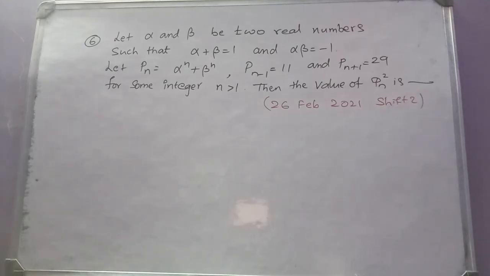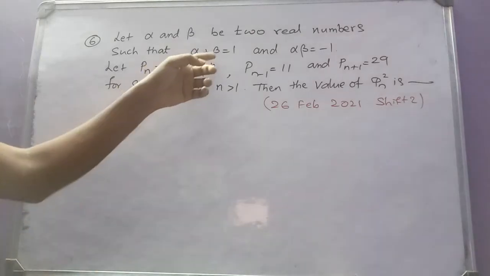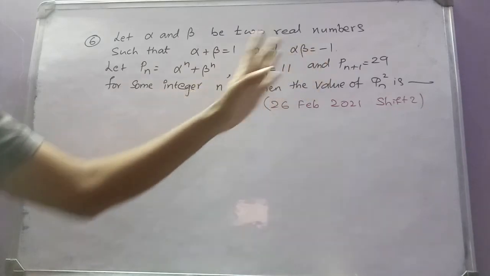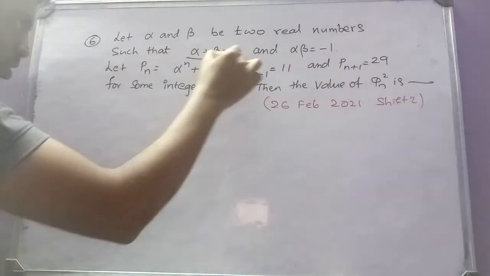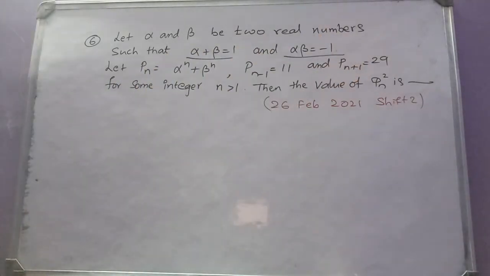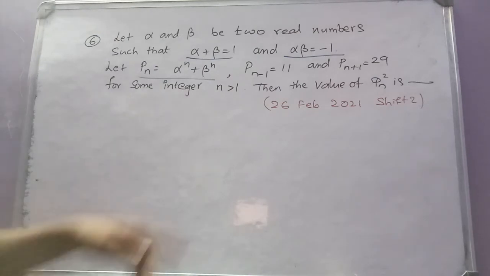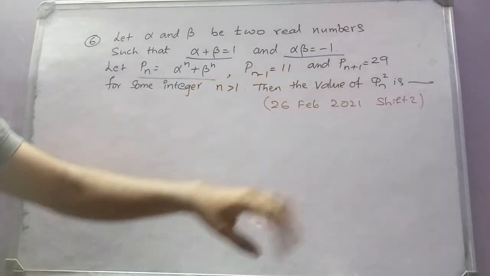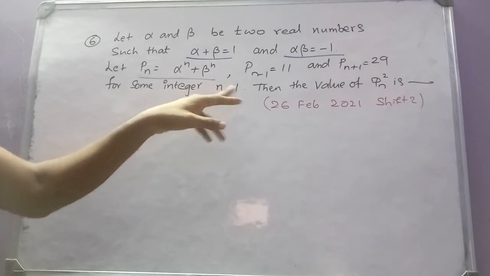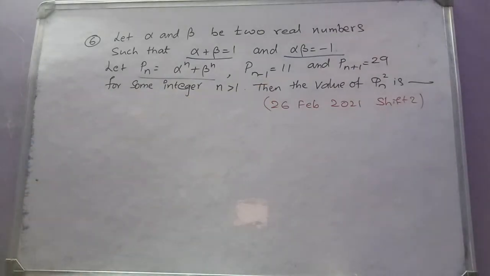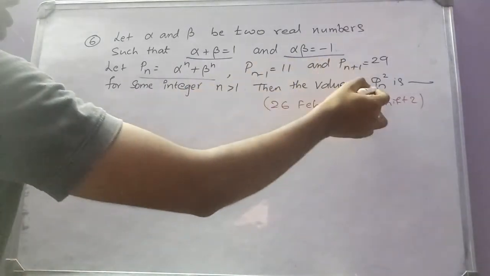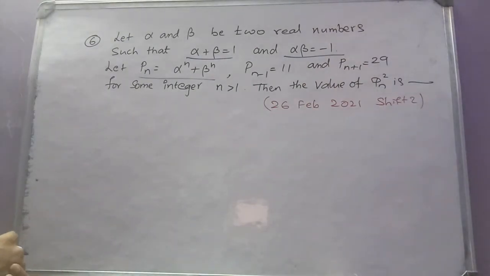The sixth question, which was given in 26th February, shift 2. Let alpha, beta be two real numbers such that alpha plus beta is equal to 1 and alpha beta is equal to minus 2. They have given the sum of the roots and the product of the roots. Next, Pn is equal to alpha power n plus beta power n, and they have given about Pn minus 1 and Pn plus 1. For some integer n greater than 1, find the value of Pn square. They have given the past and future. They are asking about the square of the present.